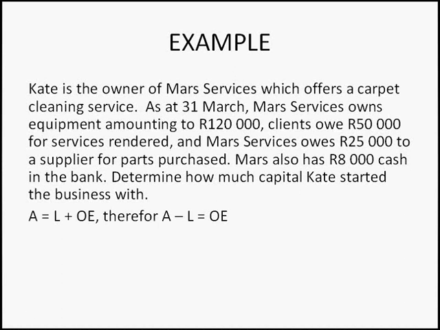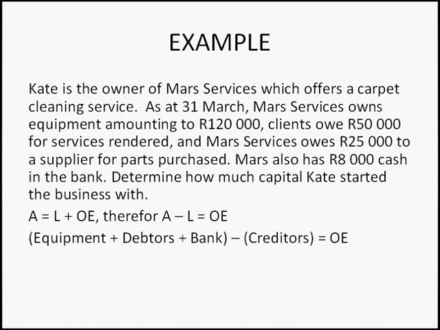So, mathematically speaking, if A equals L plus OE, then it stands to reason that if we want owner's equity alone on one side, then we have to deduct liabilities from both sides in order to do that. So we end up with an equation of assets minus liabilities equals owner's equity.